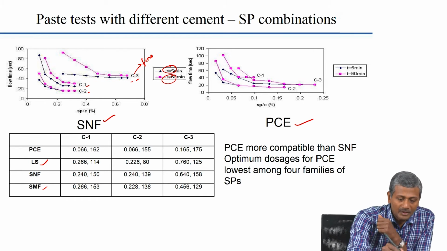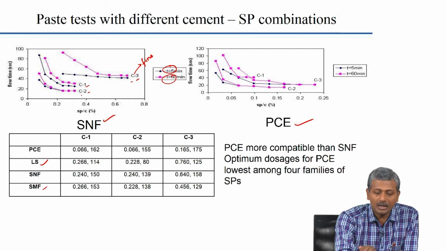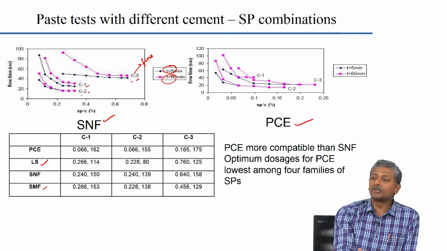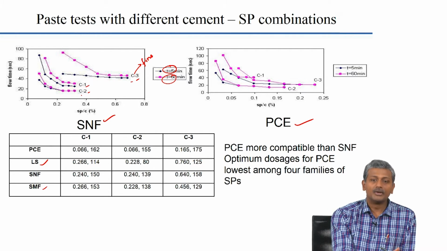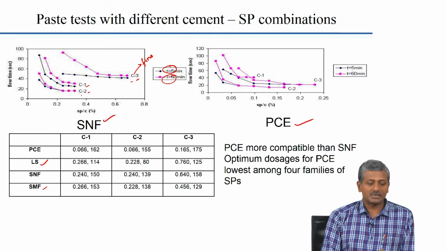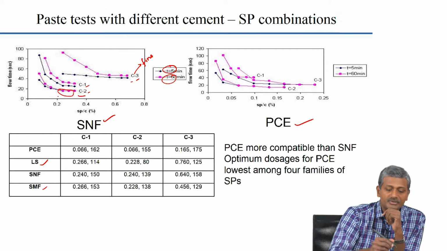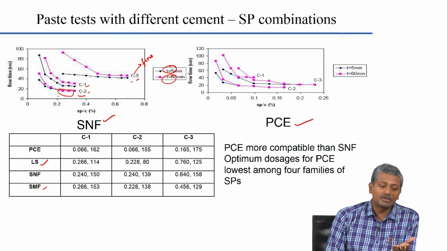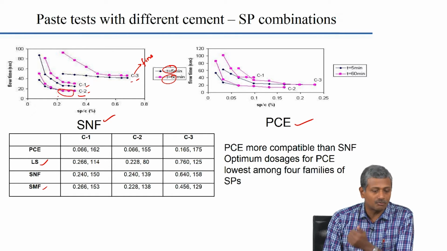So, for C1 and C2, please see the flow curves. The dark blue or the black lines are the initial flow curves and the pink lines are the flow curves at 60 minutes. From our discussion previously with SNF, which is a compatible combination? C2 definitely looks compatible because the flow curves are coinciding beyond some dosage here, which looks like an optimum dosage because there is no significant change in flow time beyond that.